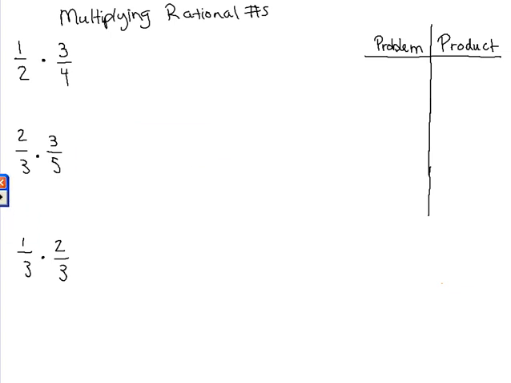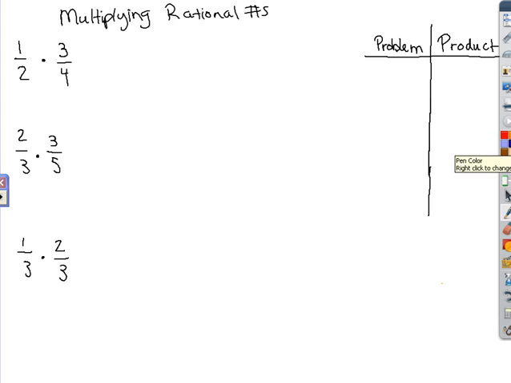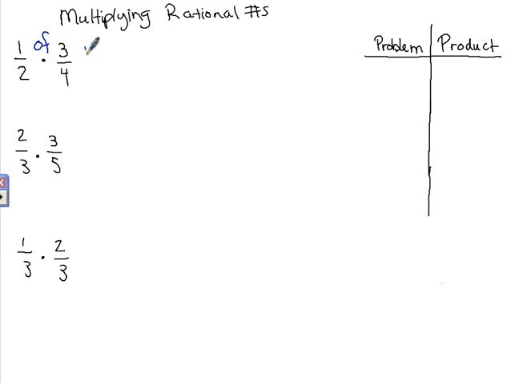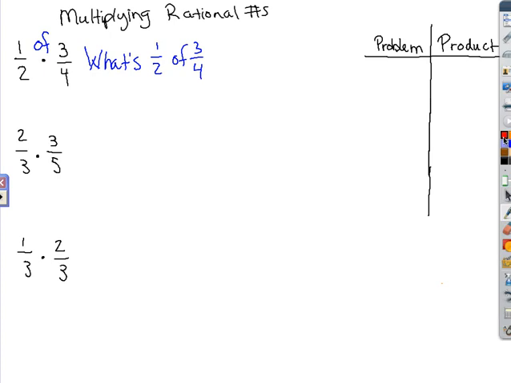Going to look at multiplying rational numbers. When we're looking at multiplying, we need to remember that multiplication is the word of. That helps us remember that the question we're trying to answer is what's 1/2 of 3/4. When we're trying to figure this out, we want to draw a picture to help us.